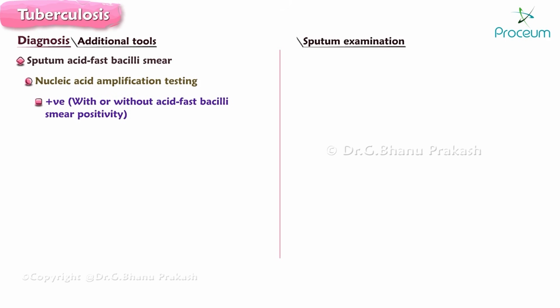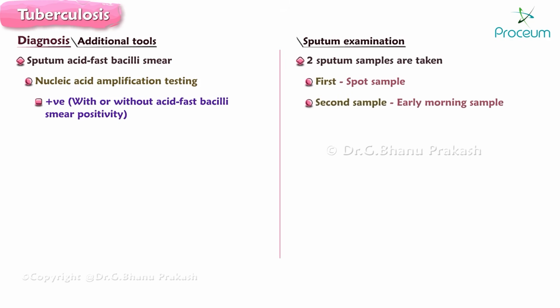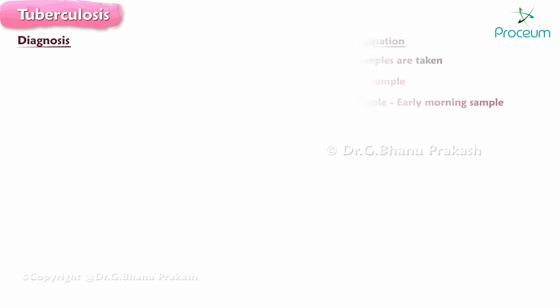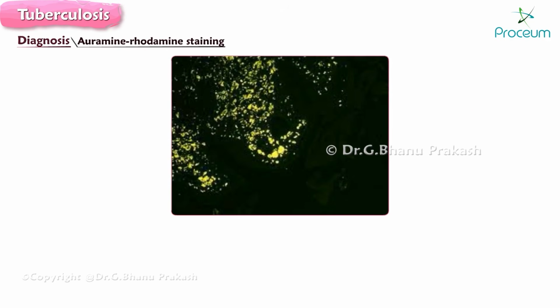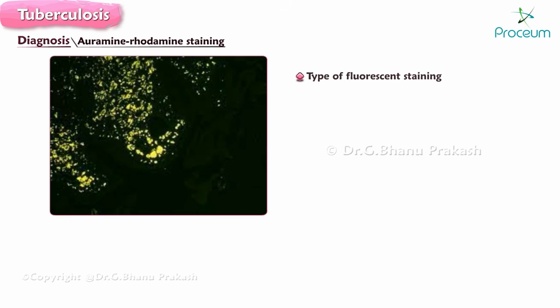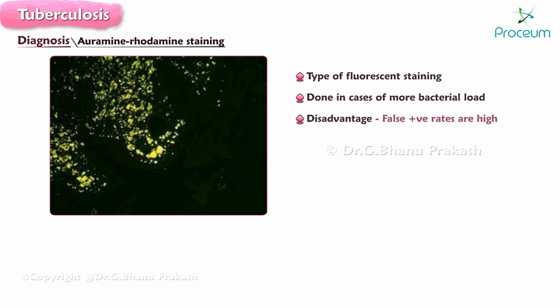Sputum examination. Two sputum samples are taken. One is a spot sample, and the second is an early morning sample. Auramine-rhodamine staining is a type of fluorescent staining. It's usually done in cases of higher bacterial load. The disadvantage of this staining is that false positive rates are high.